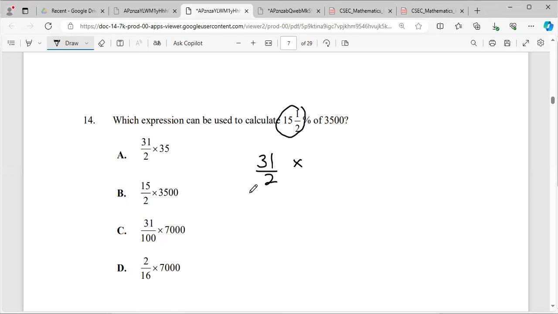That's lost me. You lost me there, sir. You have the 31 over 2. What's next? When I got the 31 over 2, I took off the 2 zeros. Since you said that percentage is out of 100, I took off the 2 zeros off of 100, which left me with 35. So you have the 35, and you just take off the zeros.